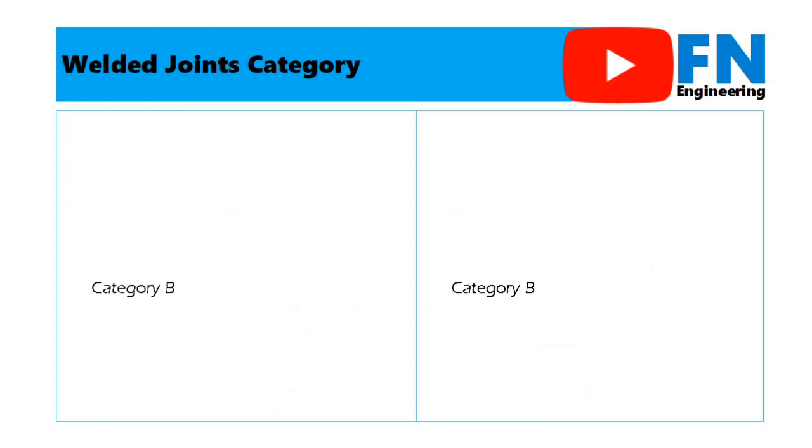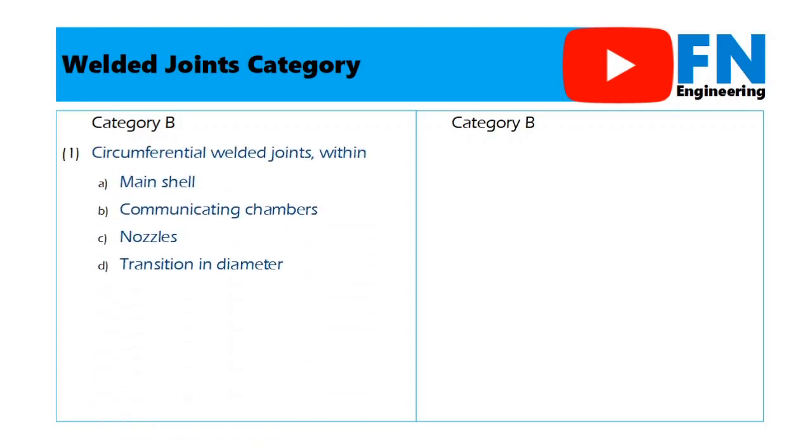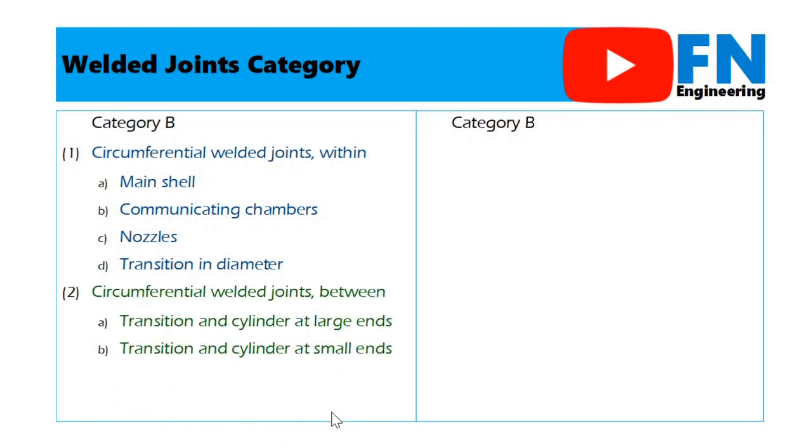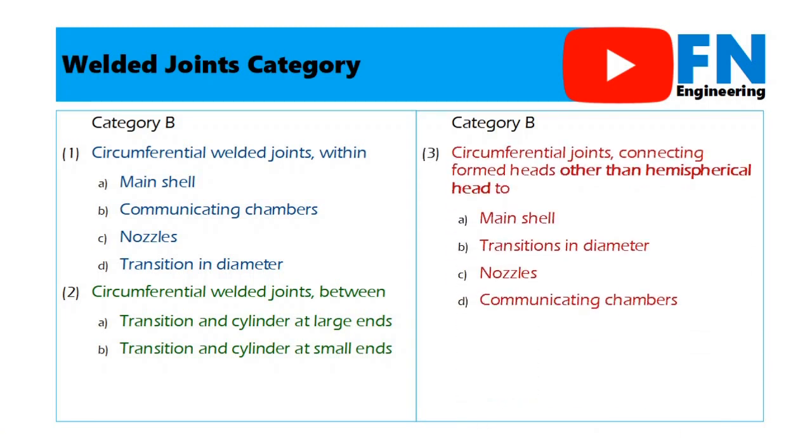The next category is category B. There are also three main types of category B. The first is circumferential welded joints within the main shell, communicating chambers, nozzles, and transition in diameter. Next, it is circumferential welded joint between transition in diameter and cylinder at large ends and also at small ends. The last is circumferential welded joint connecting a head to others, excluding the hemispherical head to main shell, transition in diameter, nozzles, and communicating chambers.